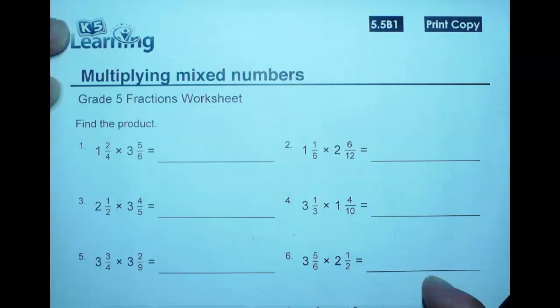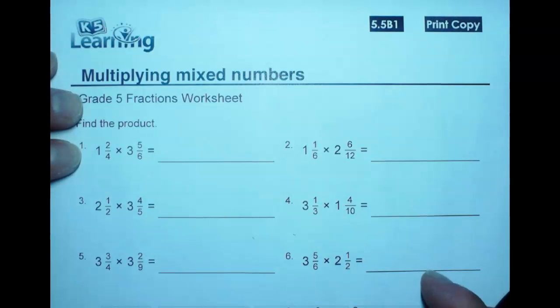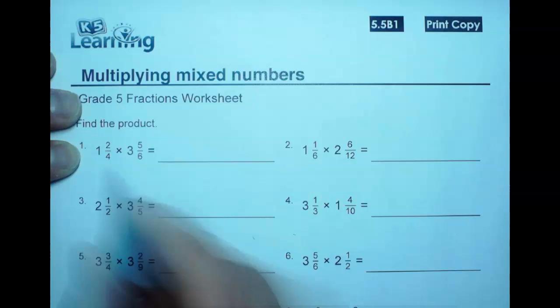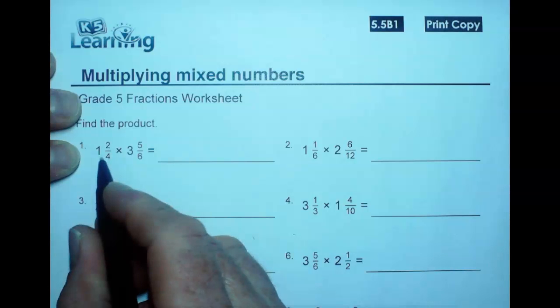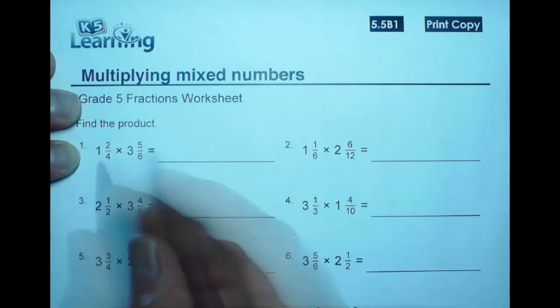Today we'll be talking about multiplying mixed numbers. Well, multiplying mixed numbers isn't really any more difficult than multiplying fractions. We just have to multiply fractions. So to get to it, we have to make these mixed numbers into improper fractions.